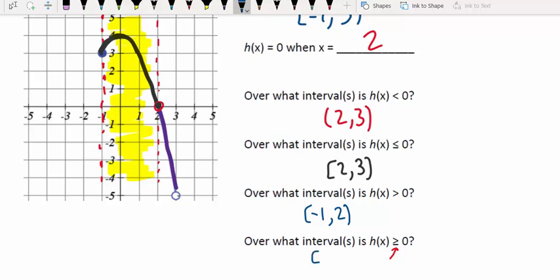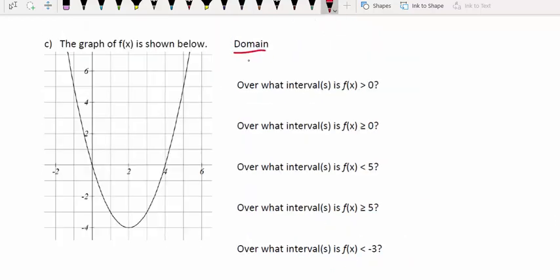The graph is above the x-axis in this region that I've shaded in yellow between -1 and 2, and this time we include both the -1 and the 2. Let's do one final example. The first question is to identify the domain.